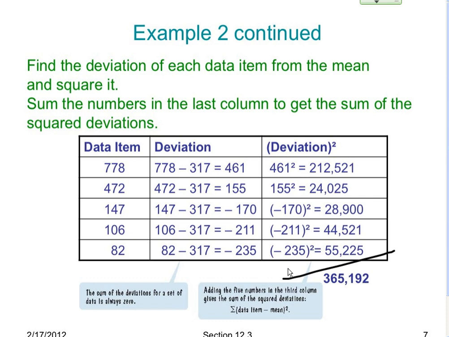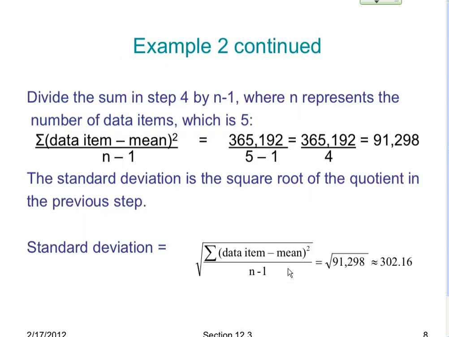You're going to add these up, and then you're going to divide by n minus 1. I've got 5 numbers. I don't divide by 5. I divide by 4. Dividing by 4, I get 91,298.